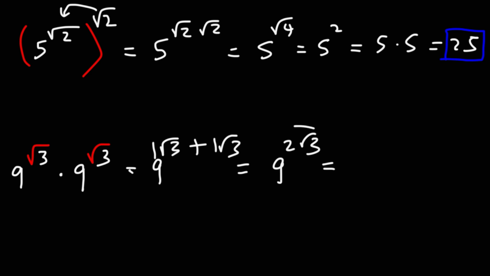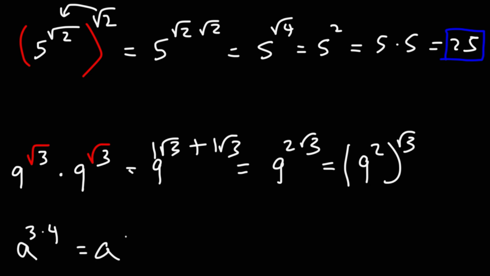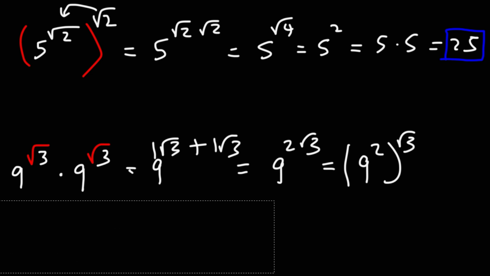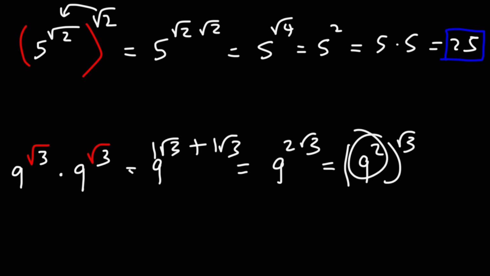Now we could separate these 2 numbers, which are multiplied, like this. We can write it as 9 squared raised to the square root 3. So keep in mind, if you have a raised to the 3 times 4, you can break it up to a cubed to the 4th power, or you can say a to the 4th raised to the 3rd power. In all cases, it's equal to a to the 12th. Now, 9 squared is 81. So we get 81 to the square root 3.